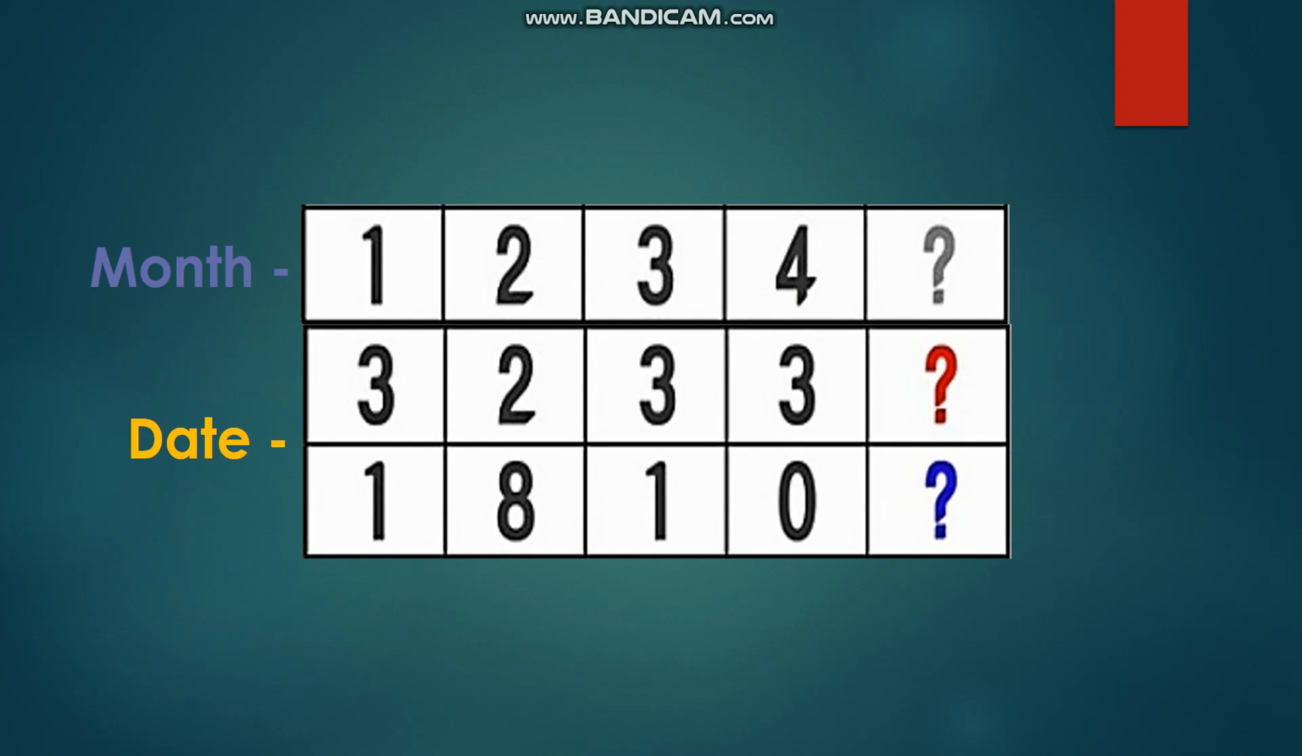The first row is months: January, February, March, April. So the first blank is going to be number 5, and 3 and 1. It's a calendar.